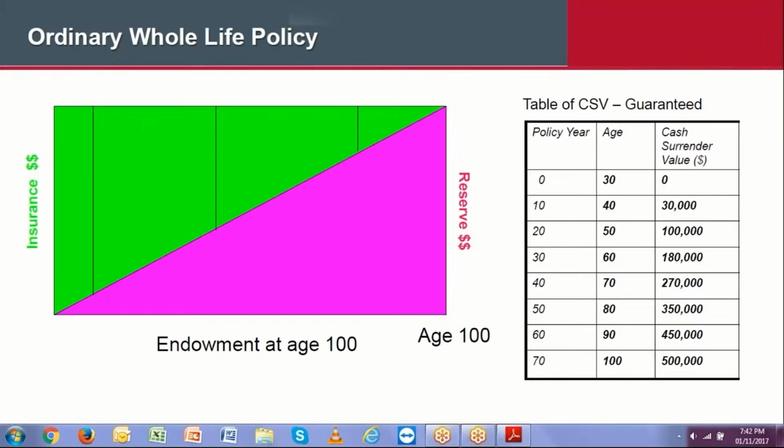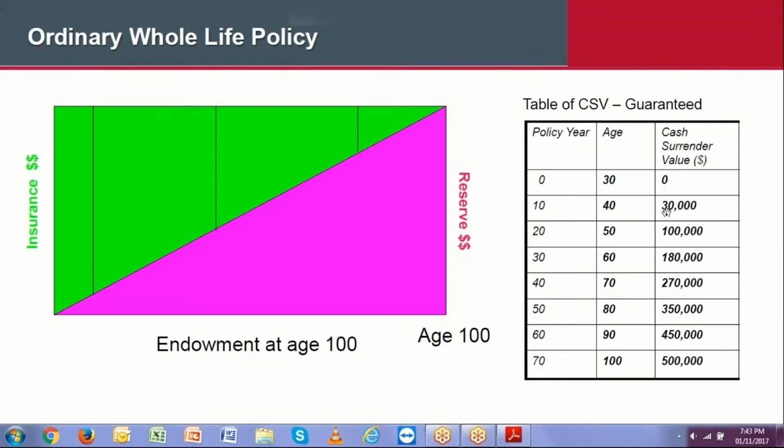In other words, you're fully paid for and everything else. So once again, we look at the level concept here. And let's assume that this was 500,000. I believe it is 500,000 of coverage. So you can see the insurance being the green part and the reddish, mauve color there, that is the reserve. As the years go on, as you're paying your premium, you're building up a substantial reserve so that at age 100, the amount of reserve that you got is equal to the face amount.